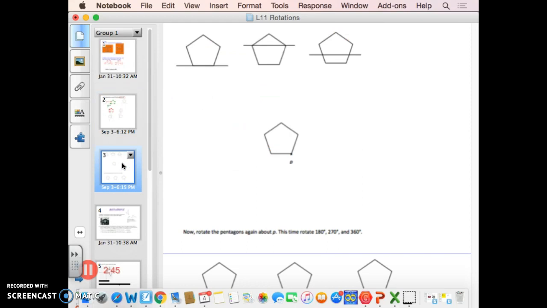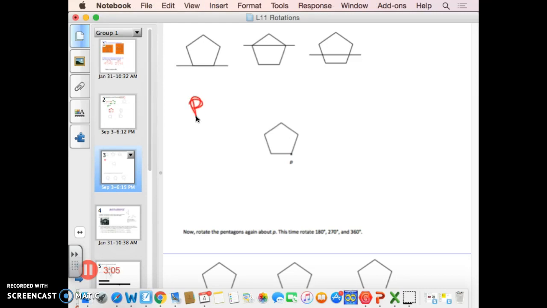Now, at this point, after you've worked through flipping across the x-axis in different locations, we're now going to talk about a rotation. So a rotation is when you take a shape and you turn it. All right, so this is on page 8. So at this point we should be at page 8.